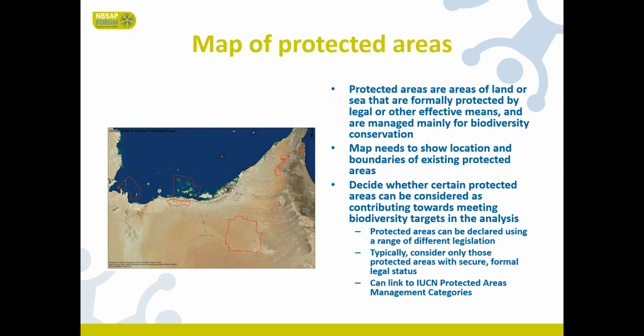This can be quite a simple process, but typically you'd have to be making decisions in this process about what you include and what you don't include. And basically the point is whether a protected area is contributing to meeting biodiversity targets in the analysis. Typically we would be limiting our assessment to areas with secure formal legal status. But it might be appropriate to use a different range of protected areas in different areas. We would often link this to the different categories of IUCN protection.